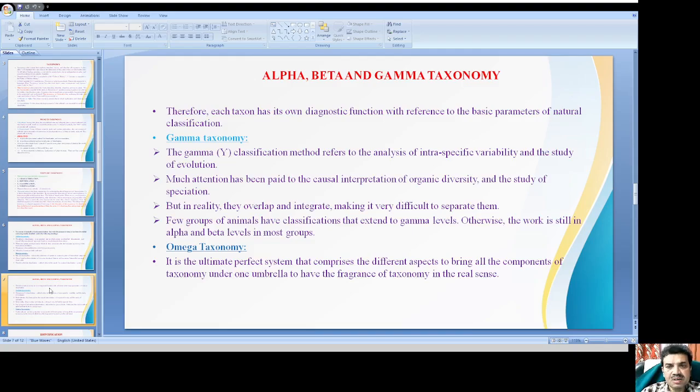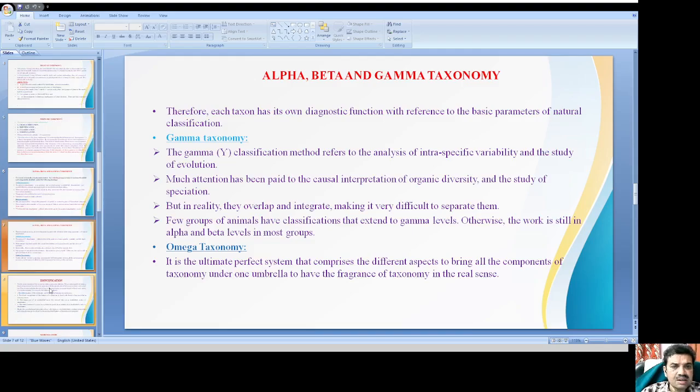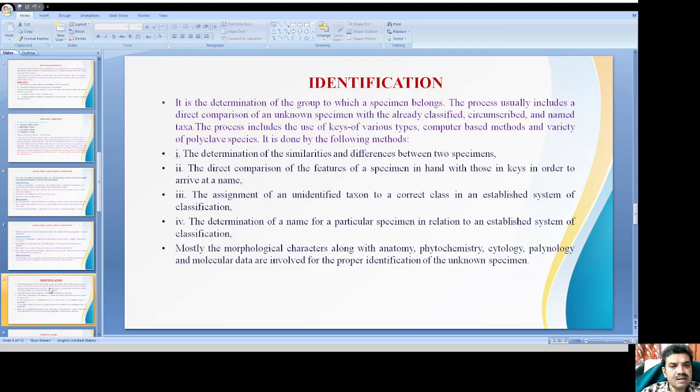Now the third one is called gamma taxonomy. In gamma taxonomy, not only the species, rather interspecific variability and the study of evolution is given much more emphasis. And here the attention is paid to the causal interpretation of organic diversity and the study of speciation. That means how the formation of species has taken place is also addressed in gamma taxonomy. But omega taxonomy is ultimately the perfect system that brings all the issues under a single umbrella and takes taxonomy in a very real sense.